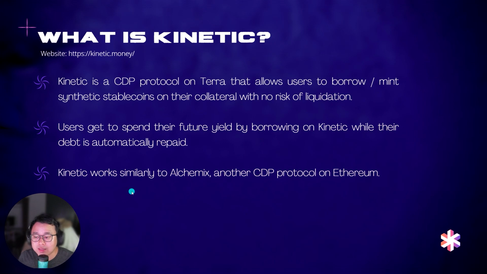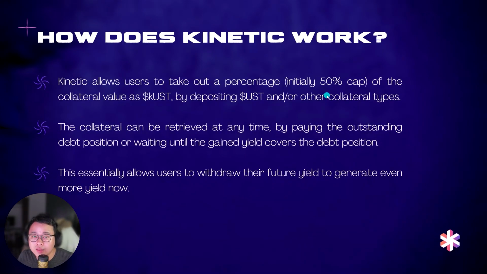Kinetic works similarly to Alchemix, which is another CDP protocol on Ethereum that also does self-repaying loans. Alchemix calls it self-repaying loans, and Kinetic calls it auto-repaying loans, but they're all the same type of concept. So how does Kinetic actually work?